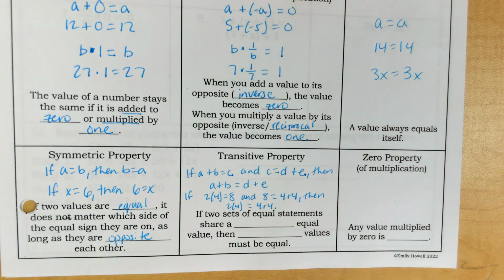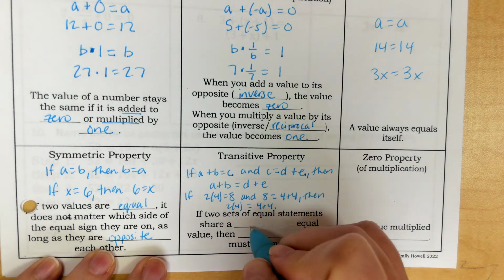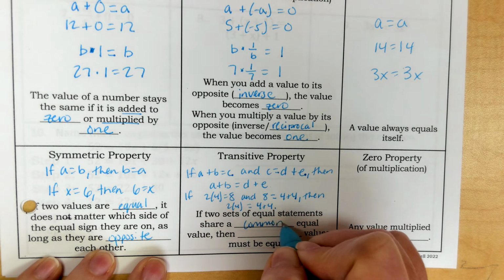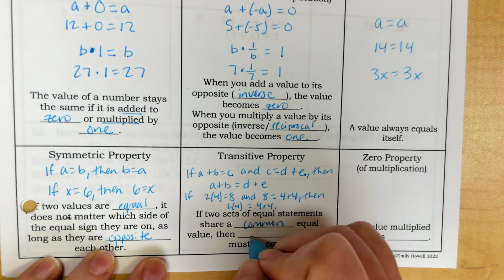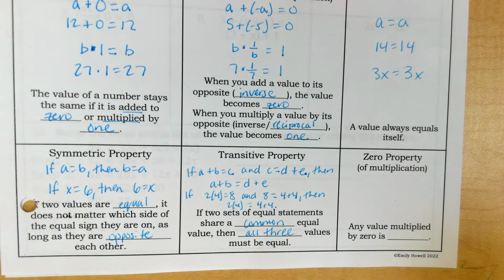If we have two different things that are equal to the same thing, then those two things have to also be equal. Again, sounds more complicated than it really is. Just keep that in mind as we work through some of these properties. So if two sets of equal statements share a common equal value, then all three values must be equal. That's the basics of the transitive property.